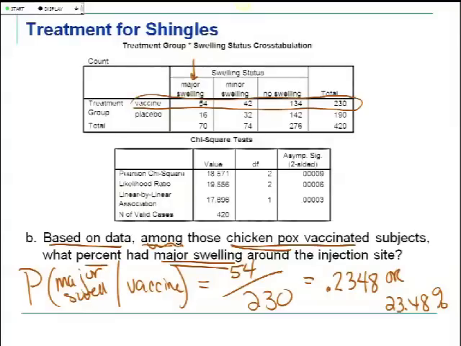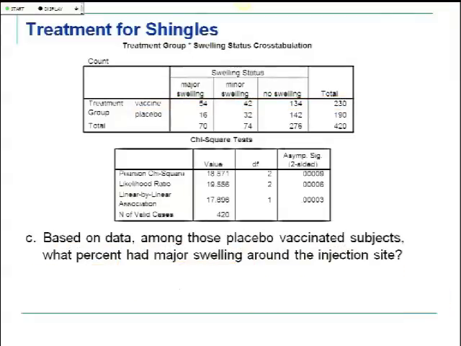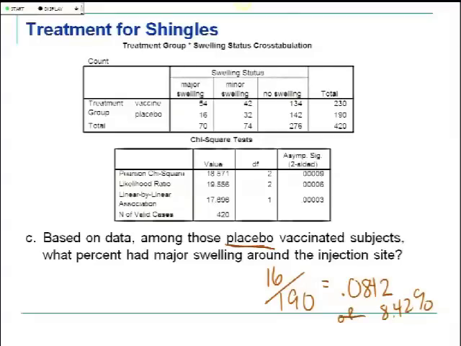This rate should be very close to the rate for the placebo group if there's really no difference. So they ask you in Part C to find the same kind of conditional rate percentage for the other treatment group. So out of the 190 that had the placebo vaccine, let's work out how many had major swelling. It was only 16. 16 out of 190, though, was a much smaller percent. There's another conditional probability of seeing major swelling still, given they had the placebo.